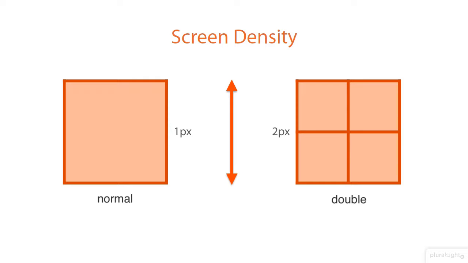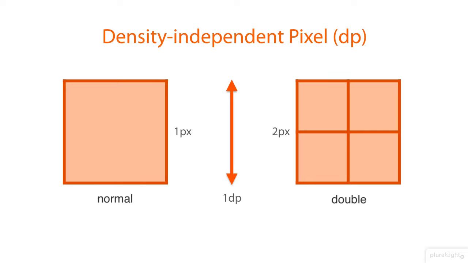In Android, we would like to specify pixels by their physical size. This is why we use DP, or density independent pixel. 1 dp gets translated into 1 px, or 1 pixel, for a normal density device. And 1 dp translates to 2 px, or 2 pixels, for a double density device.